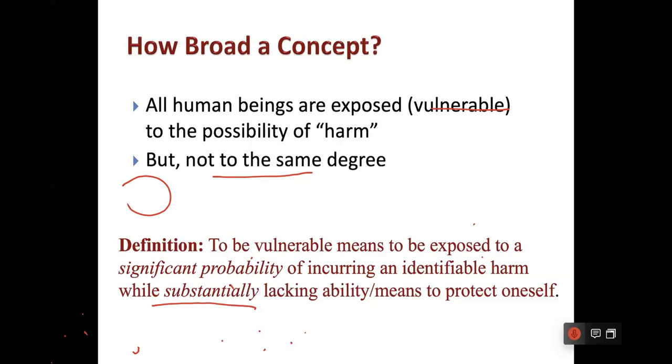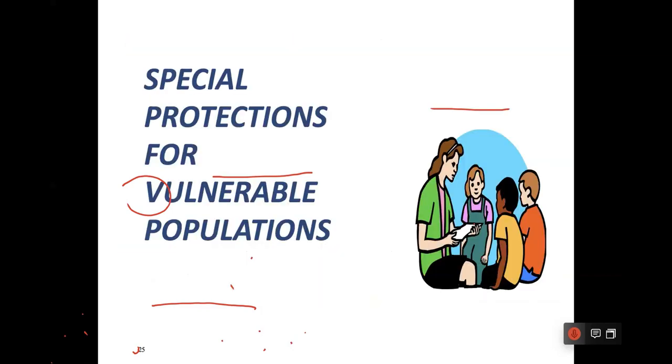So we don't want this concept to be overly broad. We do want to protect vulnerable populations. So how do we protect, if we have the justification to enroll vulnerable people in our research? We're studying a mental illness, a childhood illness. How do we provide protections for them?